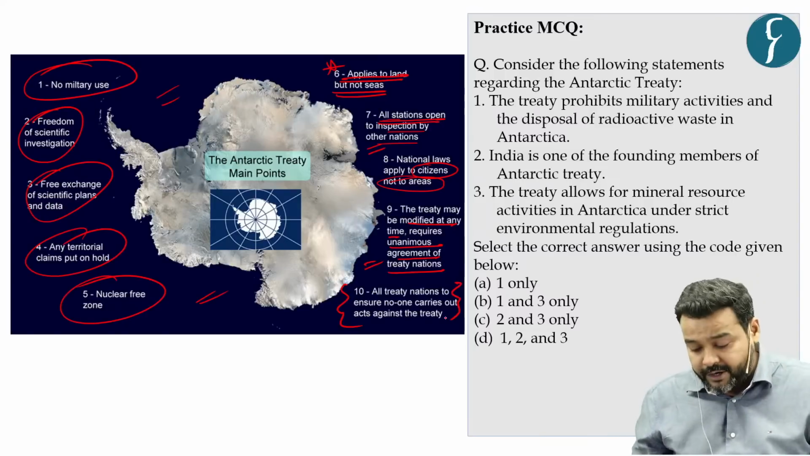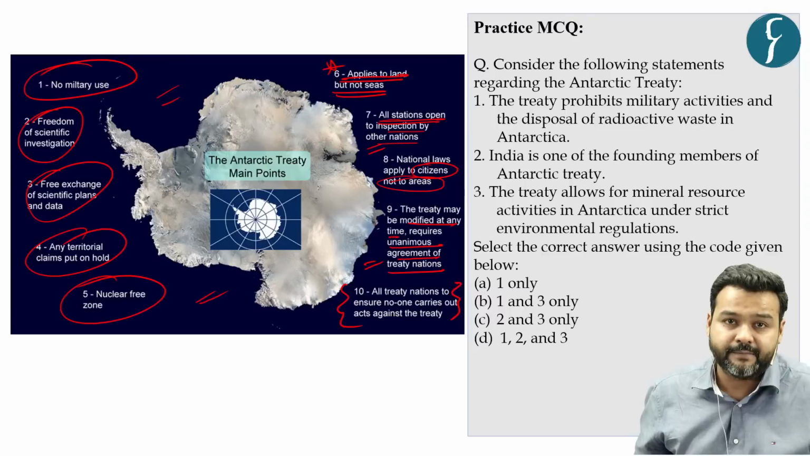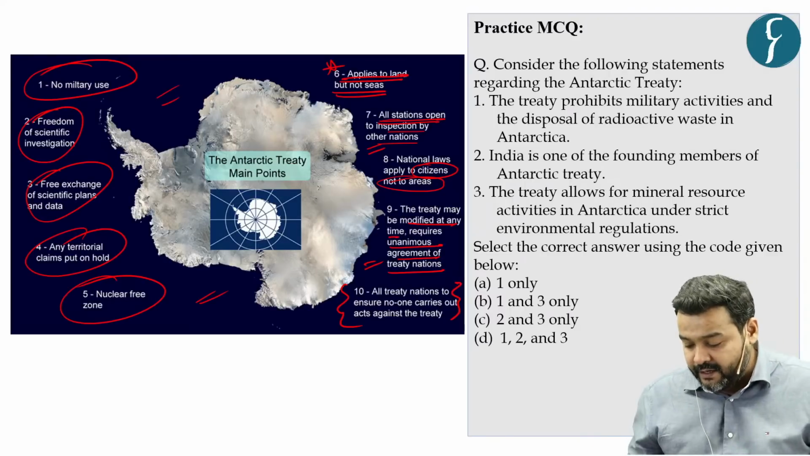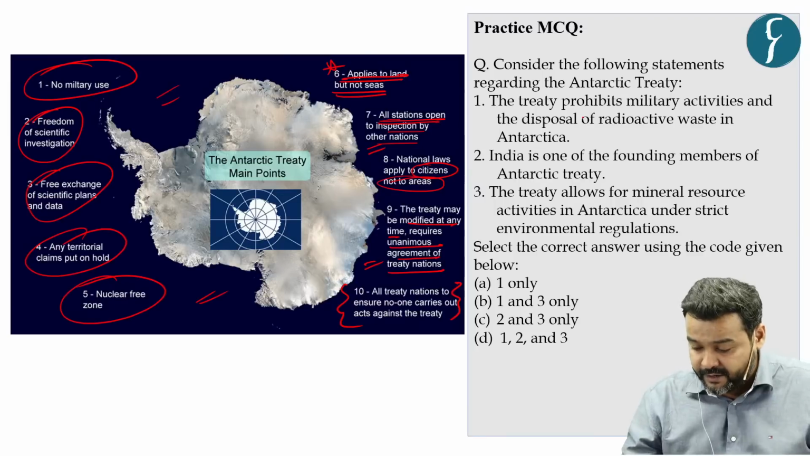And tenth, all treaty nations to ensure no one carries out acts against the treaty. Fine. So here are the three statements. First statement says the treaty prohibits military activities and the disposal of radioactive waste in Antarctica.